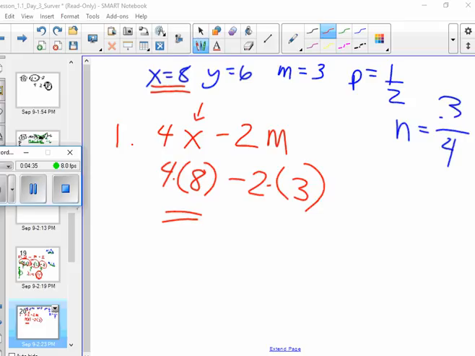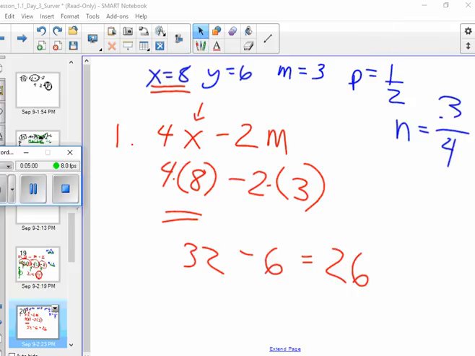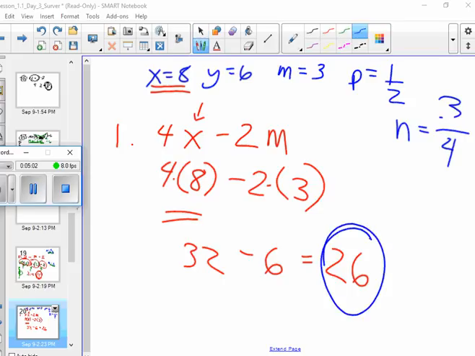So 4 times 8. Who can do it in their head? Say it. 30-something. 32. Very good. Minus 2 times 3. What's that in your head? 6. It's way faster than any calculator. Way to go. 32 minus 6. I have to use some fingers. 26. And then if you could circle your answer at the end, that would be awesome.